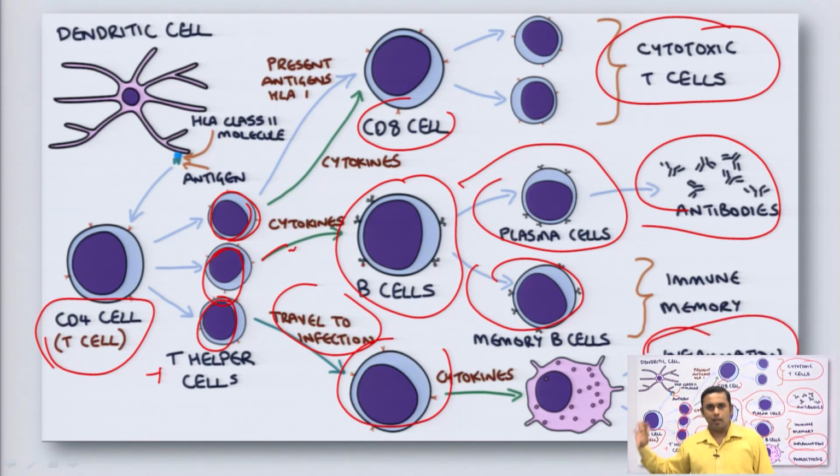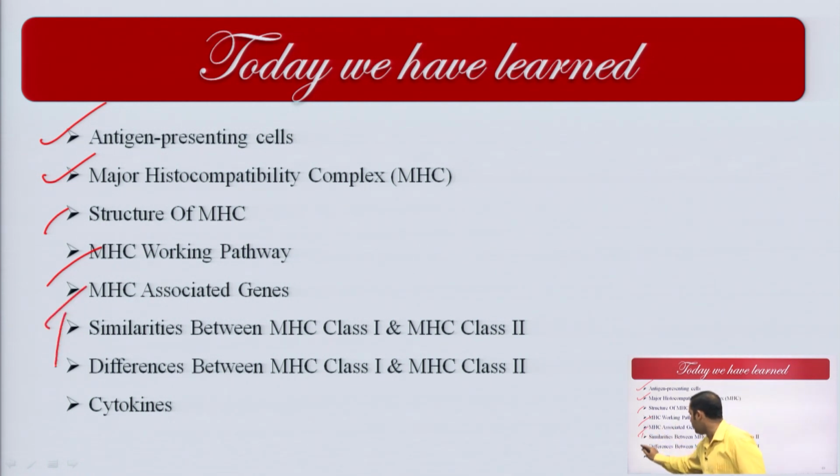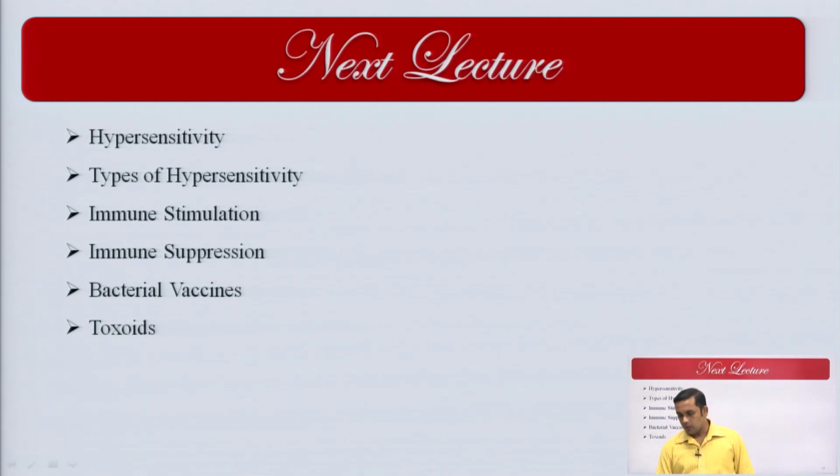I hope that after watching this summary, everything is much clearer to you. Today we have learned how antigen-presenting cells work, the major histocompatibility complex, its structure, working and associated genes, similarities and dissimilarities, and cytokines. In the next lecture, I will tell you about hypersensitivity and how our body reacts with various kinds of hypersensitivity reactions.